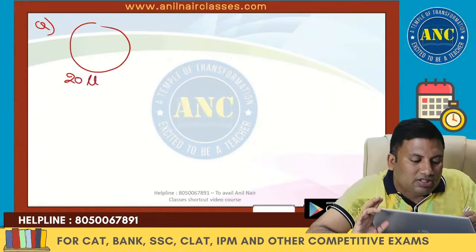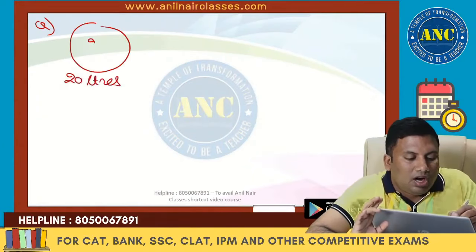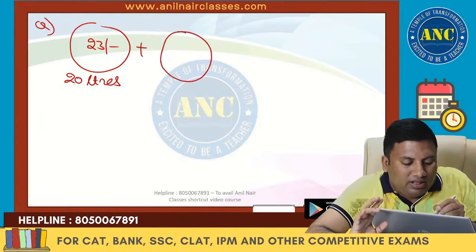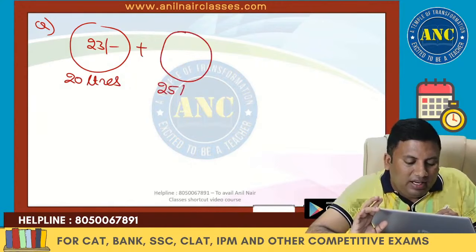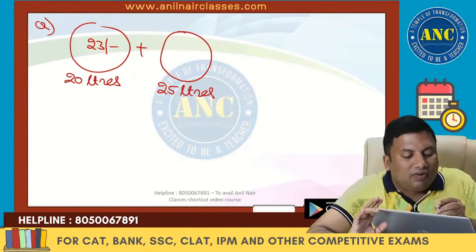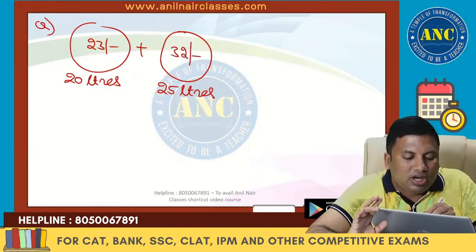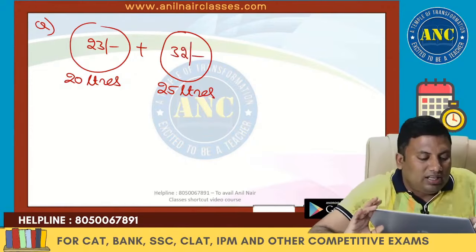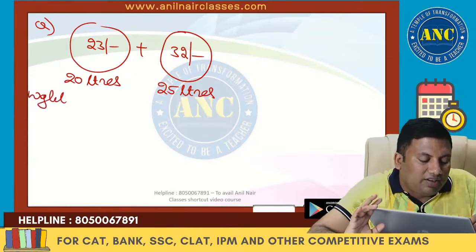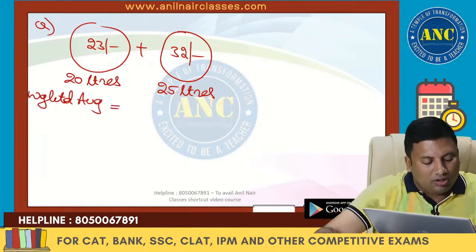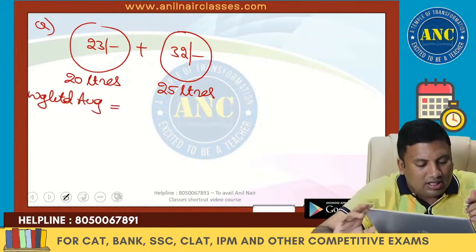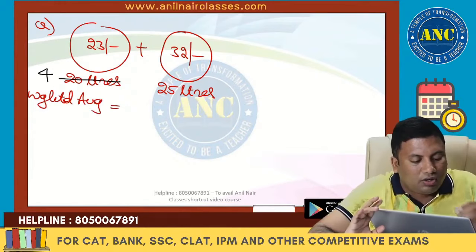20 liters of milk at 23 rupees per liter is combined with 25 liters of another variety of milk which costs 32 rupees. What is the weighted average? After listening to my concept, you will be able to solve this question orally. This is nothing but consumption ratio only matters.